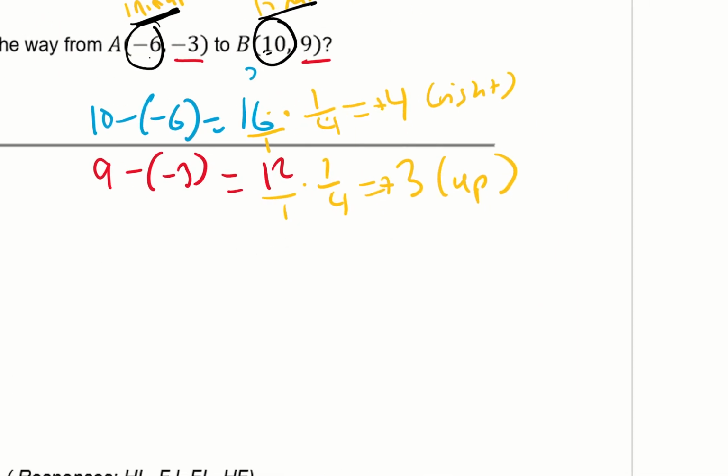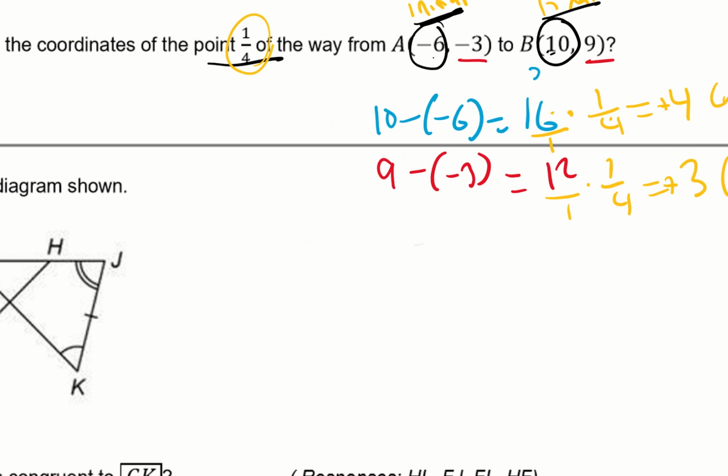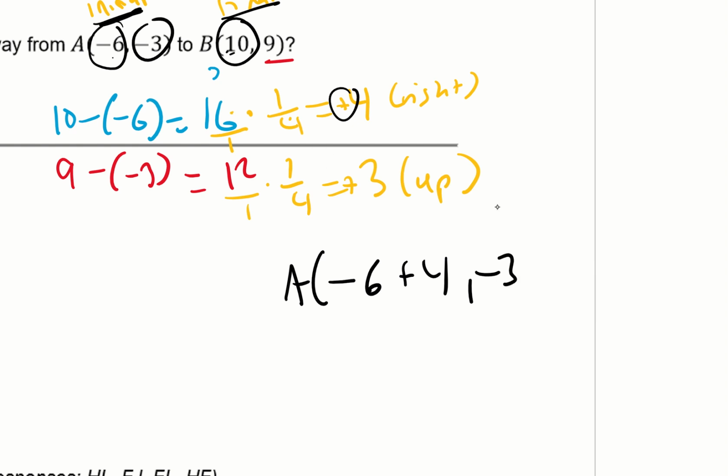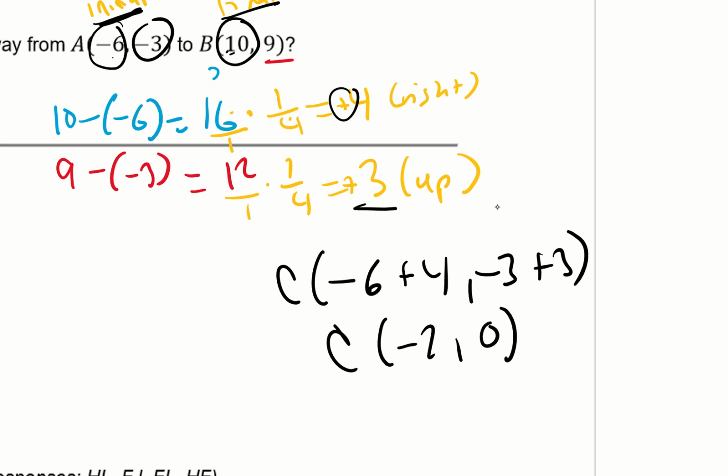All right, so now we're going from A to B. Our A coordinate is -6 for x, so we're going to go 4 to the right. If this were a -4, then I would just put minus here, and that would change my answer. But it's +4. And then the y coordinate here is -3. We're going to do +3. And that will tell us where our C coordinate is. So -2, 0.